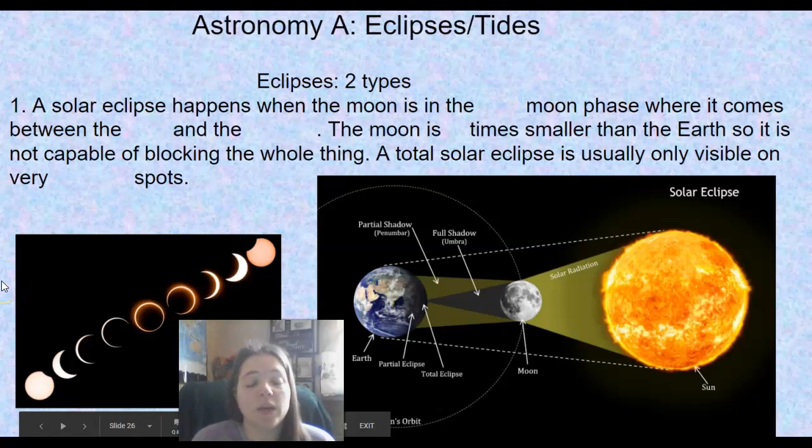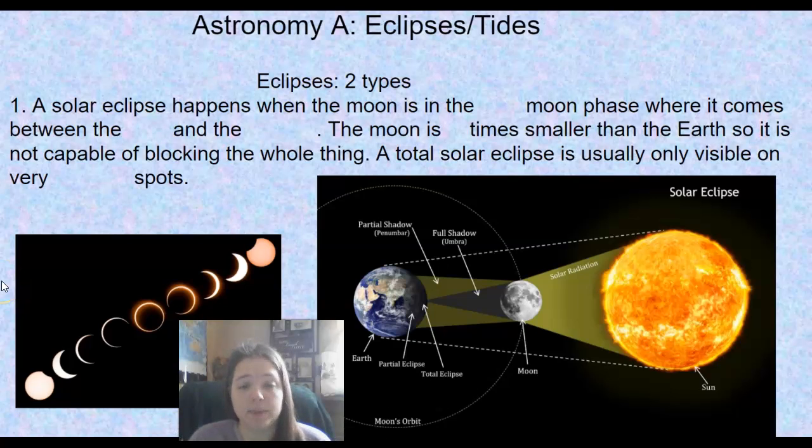All right, so today we're looking at eclipses and tides. First things first, there are two types of eclipses. I'm pretty sure you've heard of these. The first one is a solar eclipse.